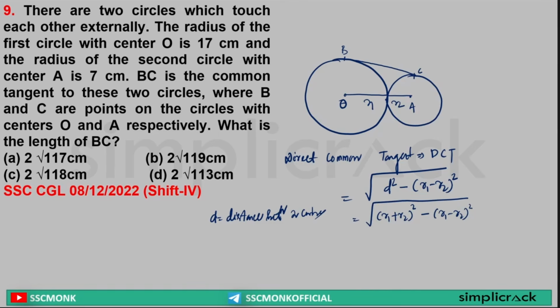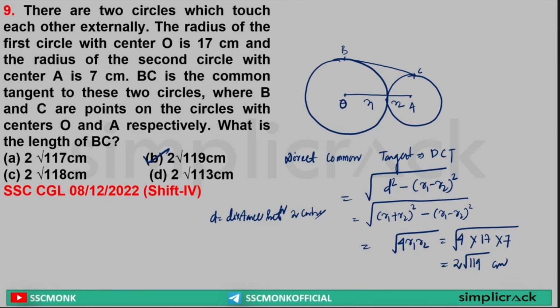See, a plus b whole square minus a minus b whole square is equal to 4ab. That is 4 r1 r2, square root of that, equal to 4 into r1 is what? 17 into 7, square root of that. Square root of 4 is equal to 2. 7 into 17 is equal to 119 centimeter. So what is the distance between these two common tangents? 2 square root of 119 centimeter.